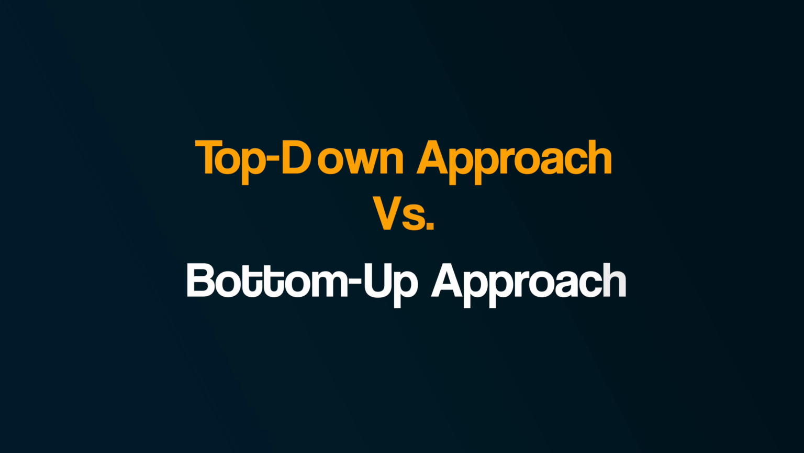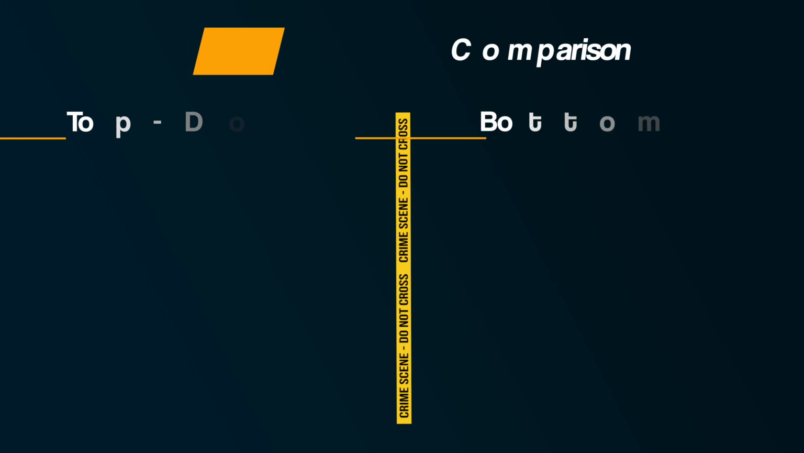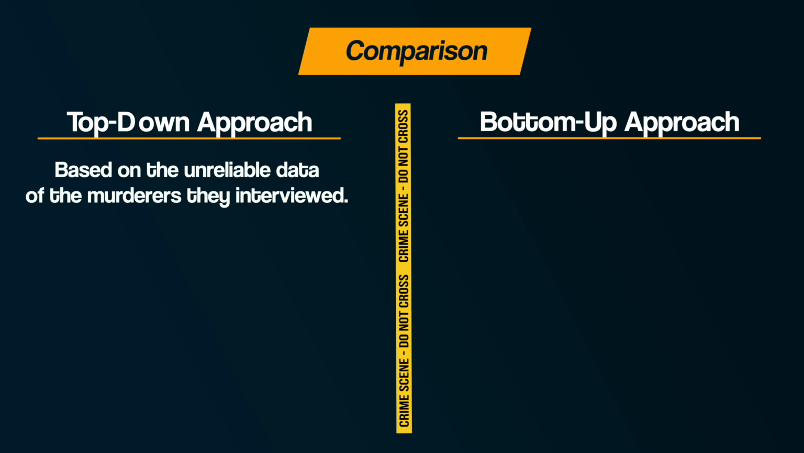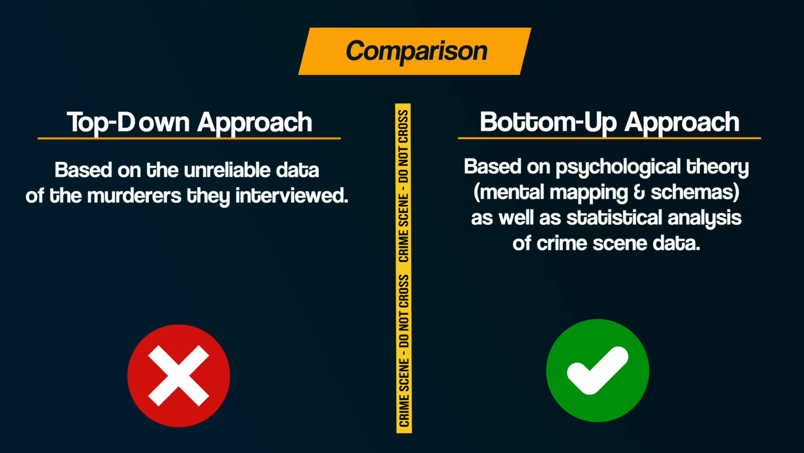At this point, we can compare the top-down and bottom-up approaches to offender profiling. Firstly, the FBI's top-down typology approach is based on the arguably unreliable interview data of the murderers they interviewed, as well as the intuition of the profiler. In contrast, the bottom-up approach is based on psychological theory, as seen in mental mapping and schemas, as well as statistical analysis of crime scene data. This allows it to be more objective and scientific in its attempt to create an offender profile.